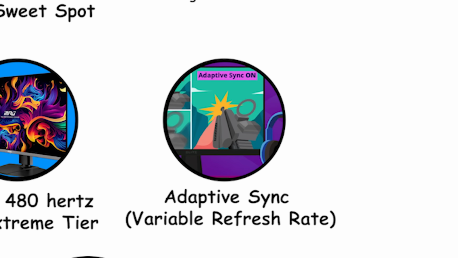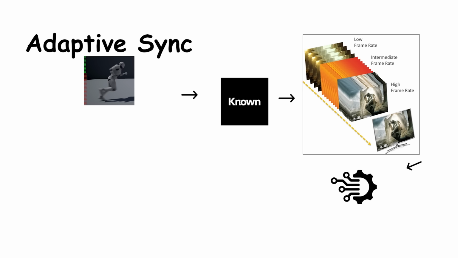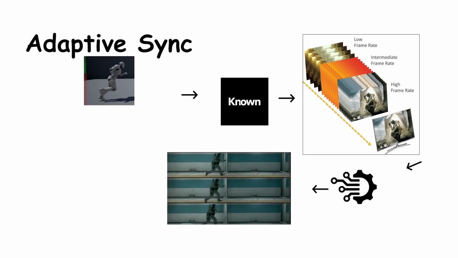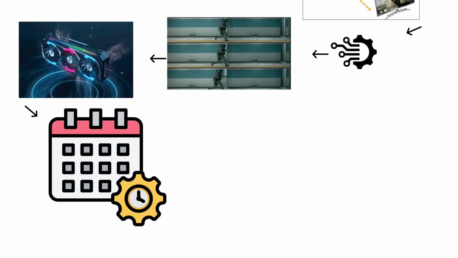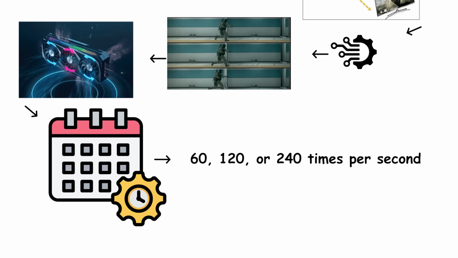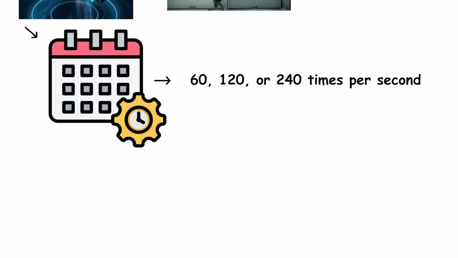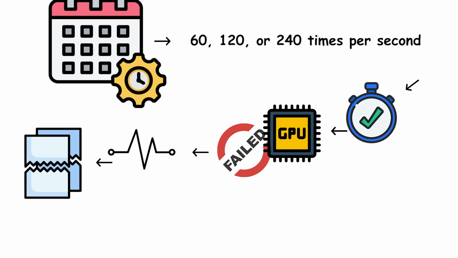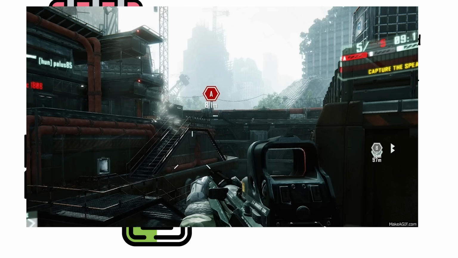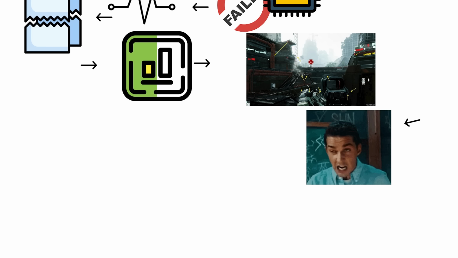Adaptive Sync, Variable Refresh Rate. Adaptive Sync, also called variable refresh rate, is a technology that lets the monitor change its refresh rate dynamically to match your graphics card's output in real time. Normally, a display refreshes on a strict schedule, 60, 120, or 240 times per second, no matter when new frames are ready. When the GPU can't deliver frames exactly in sync with that rhythm, you get tearing, where the top and bottom halves of the screen show different frames, or stutter when frames are delayed.